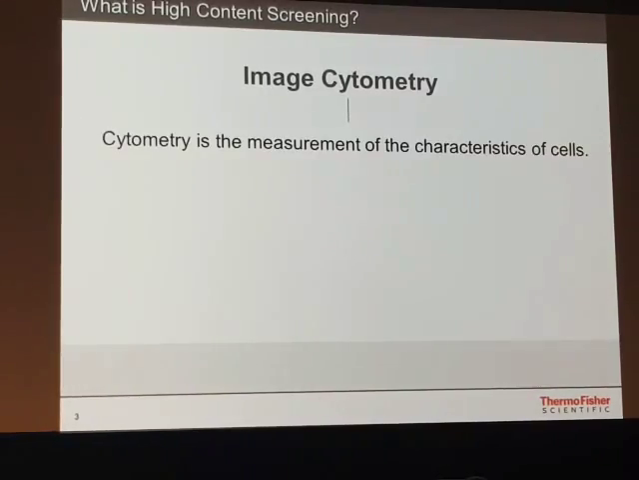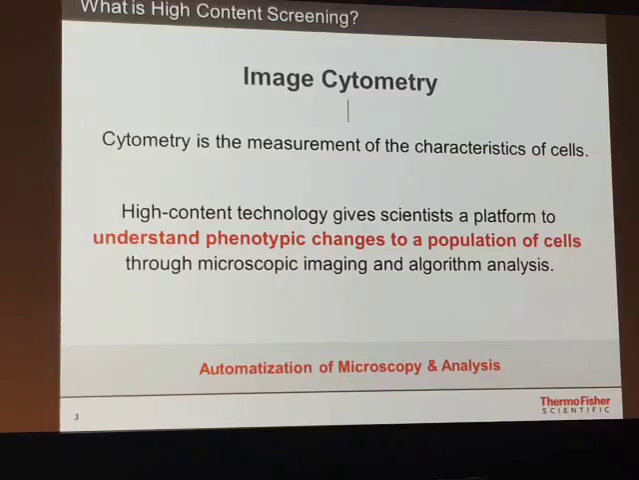So what does it mean? Well, cytometry as such means we measure characteristics of a cell. And now in high content screening, and this is a sentence I would like you to take home from this presentation, we try to understand phenotypical changes of a cell, or characteristics of a cell, and not only a single cell, but a whole population of cells, by analyzing the images with certain algorithms. You could also say it's automated microscopy with the attached or subsequent analysis.